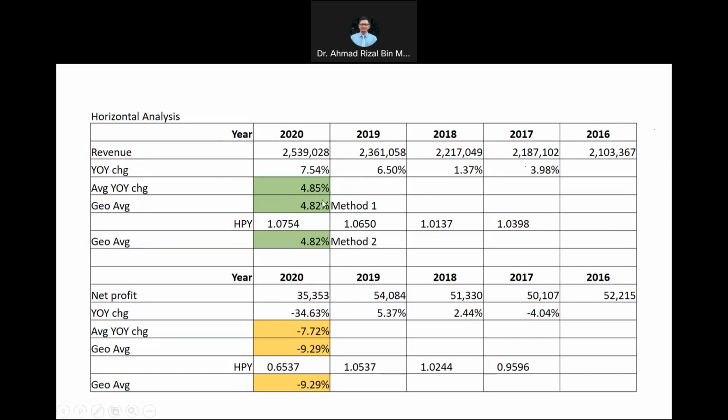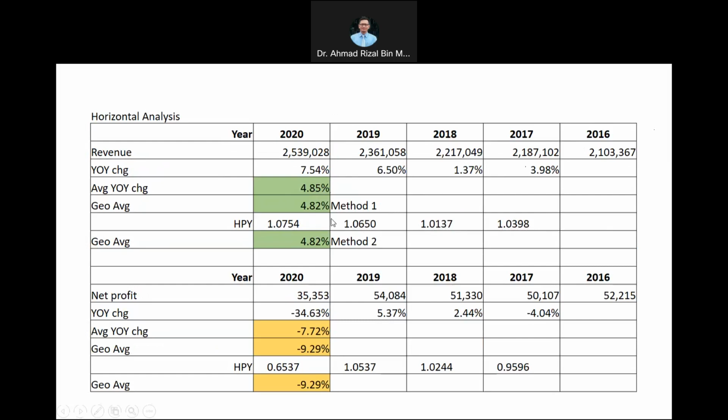So you will get 4.82%. Another method is using the holding period yield. If you look at the 7.454% in 2020, this is the HPR or holding period return. When you plus 1, you will get 1.0754. It becomes holding period yield. You do the same for 2019 here. So 1 plus 6.5% or 1 plus 0.065 becomes 1.065, 1.0137, and 1.0398. So you have 4 holding period yields.